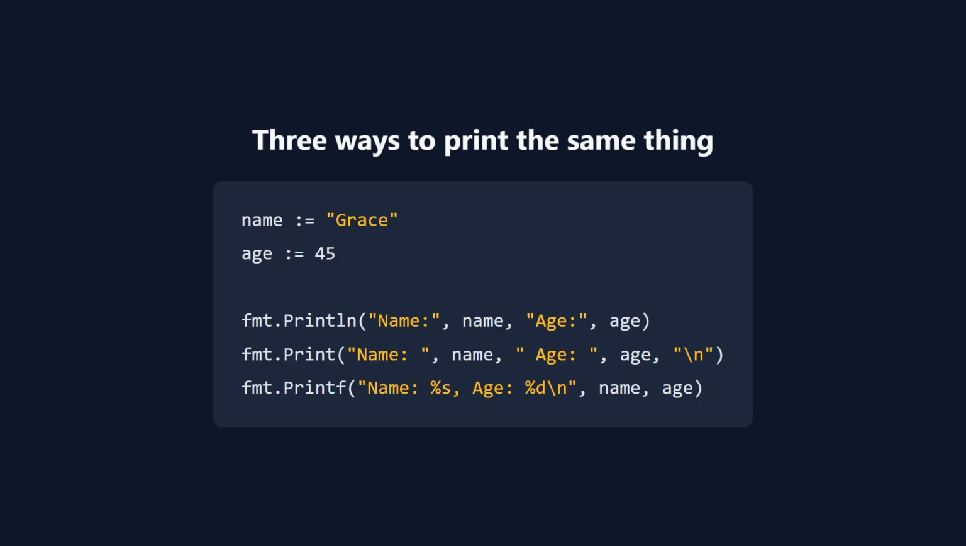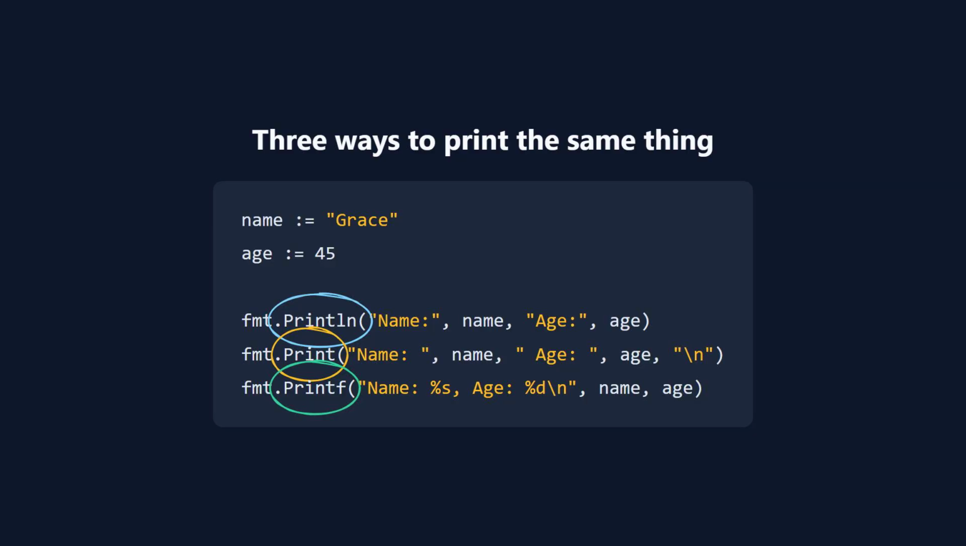Here is one small program that prints the same information 3 different ways. We have a name, Grace, and an age, 45. The first line uses Println. You hand it your values, it puts spaces between them, and it ends the line for you. The second uses Print. Same idea, except it does not add a new line at the end, so we had to add one ourselves. The third uses Printf.